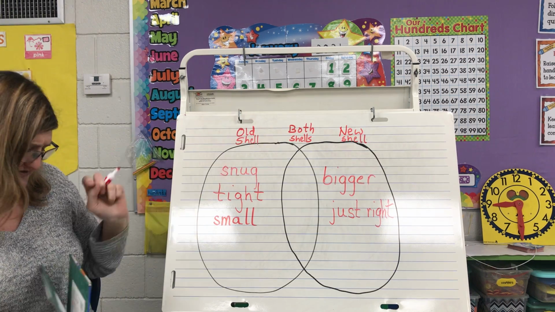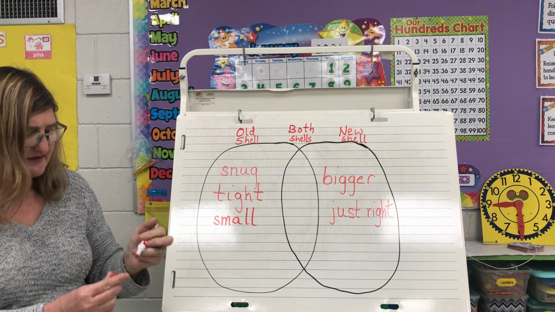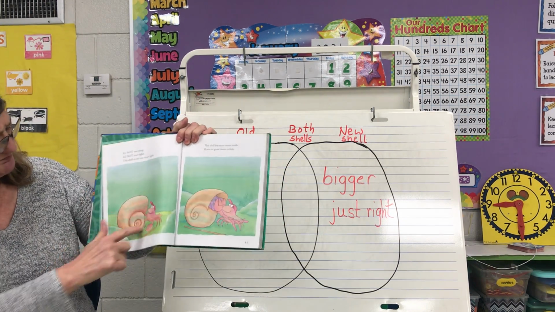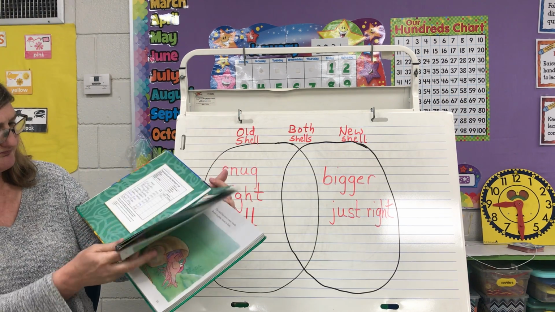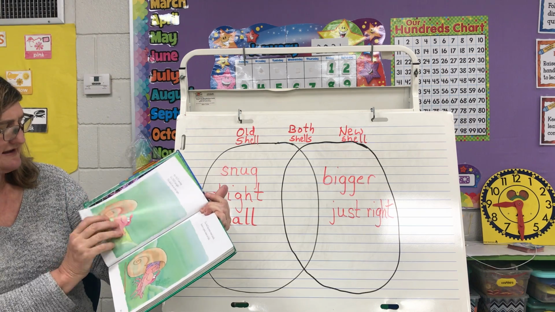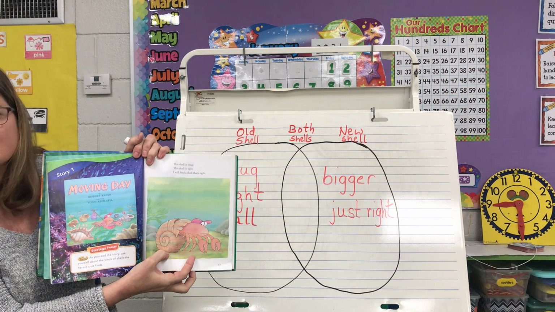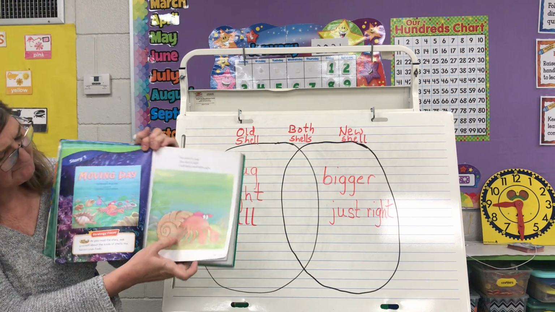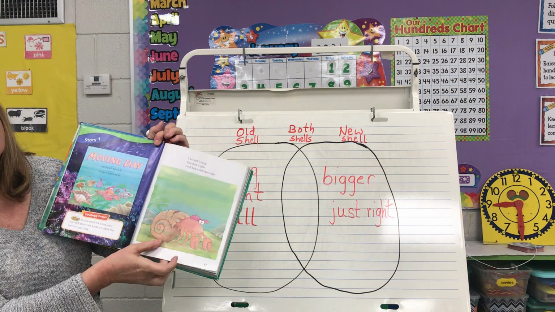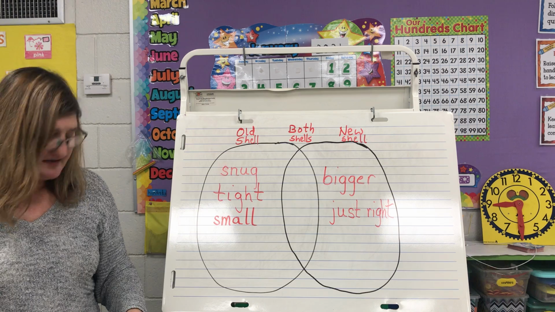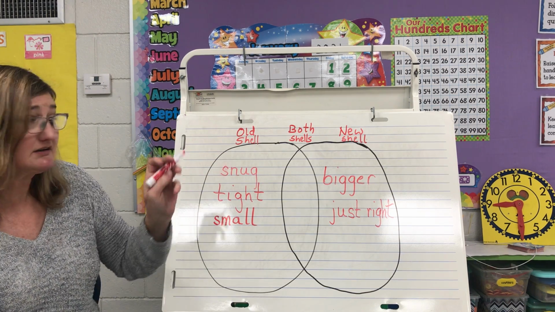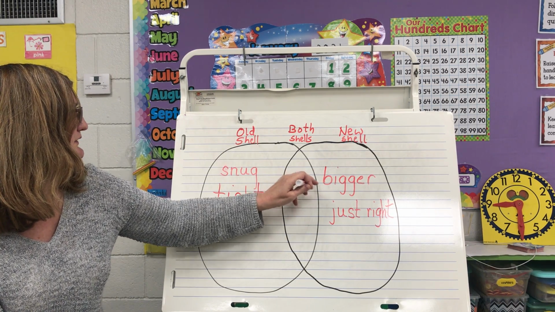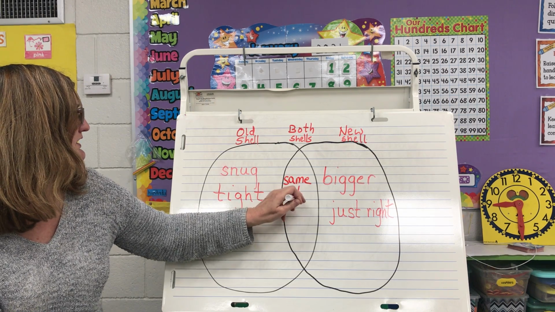Now, there is something that's the same about both shells, and I want you to look at it. Look at this one. Look how it looks. And look at this one. Do you see something that's the same? Do you think it's the same color? They look like the same color, don't they? So I'm going to put same. I don't have as much room to write there, but same color.